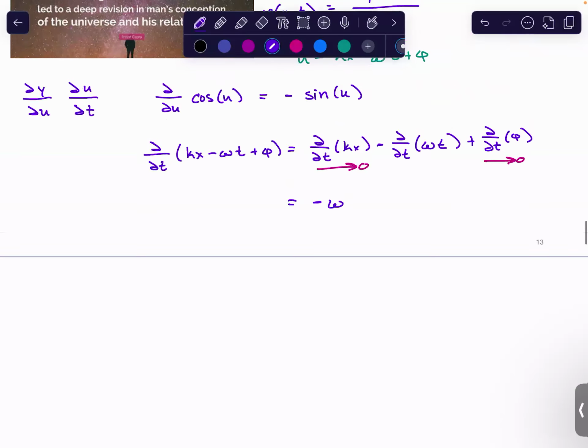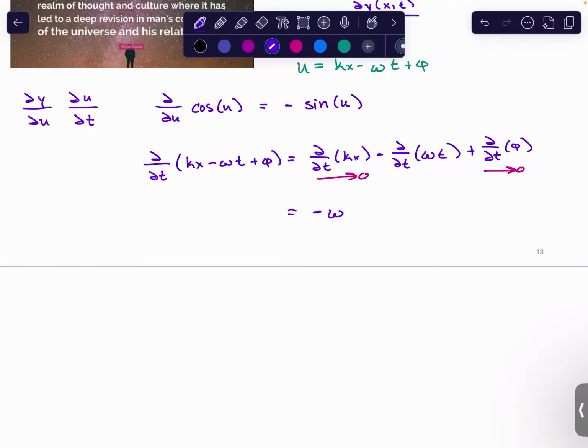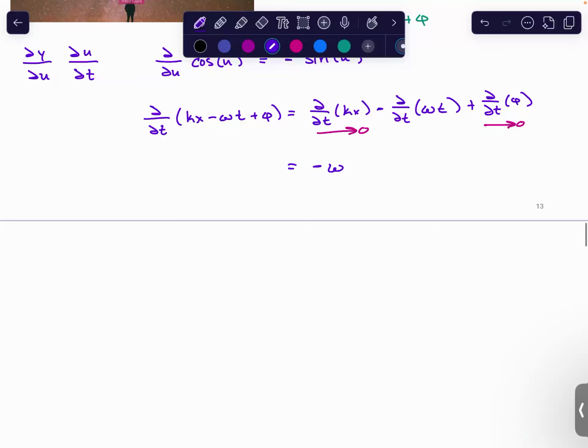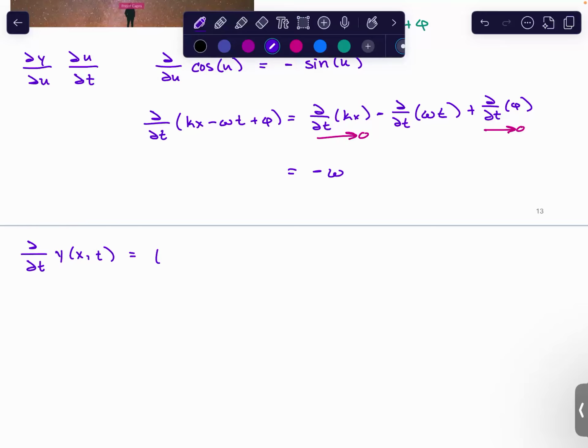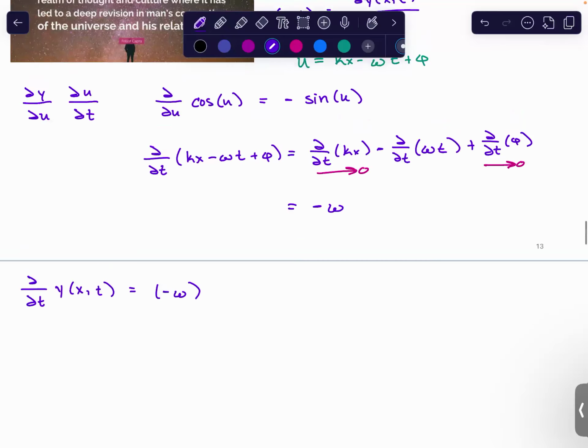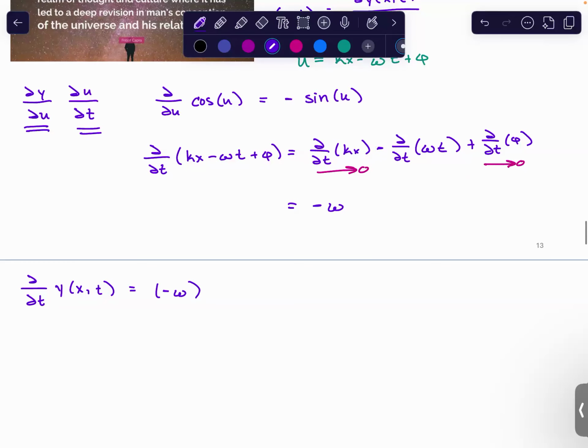So we have our derivative of the cosine. We have our derivative of the u function. So now we just put everything back together. And so what you're going to end up with is negative omega. You see you have the dy du times the du dt. We're just going to multiply those two. Negative omega times the negative sine.